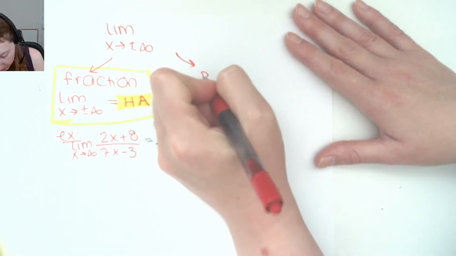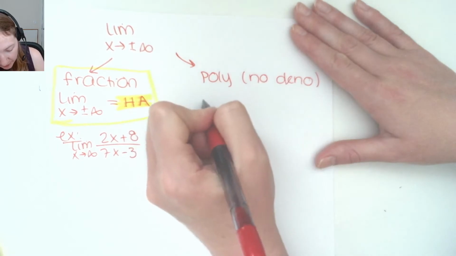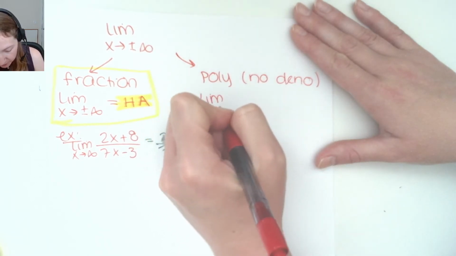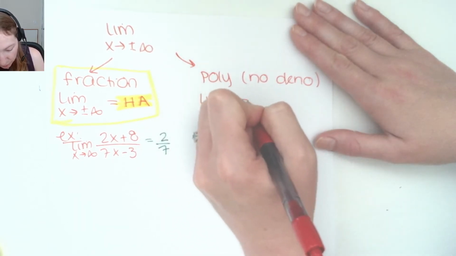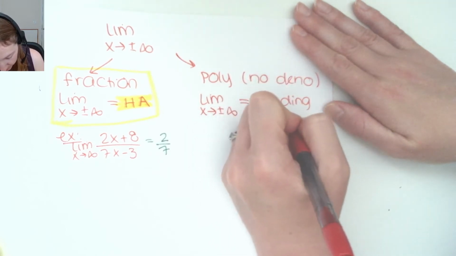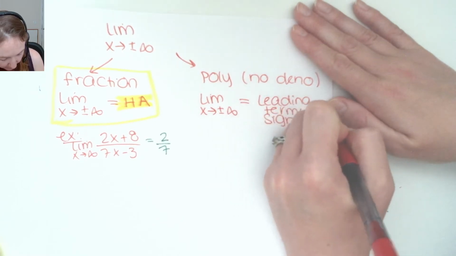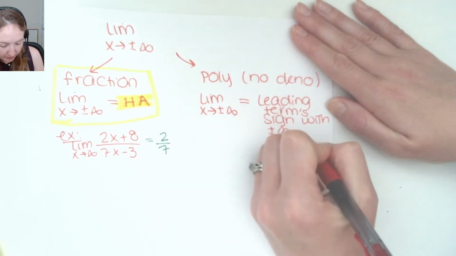If you have a polynomial, no denominator involved there, then this limit as x goes to plus or minus infinity will be determined by the leading term, with the sign determined by the plus or minus infinity plugged in.